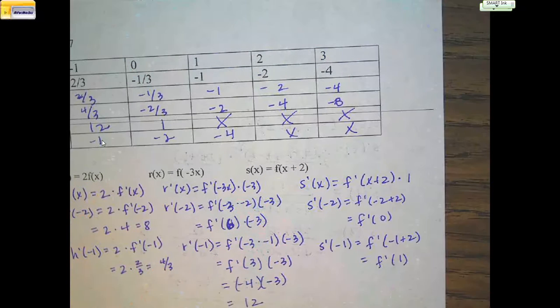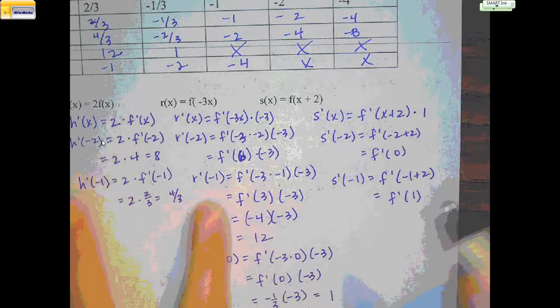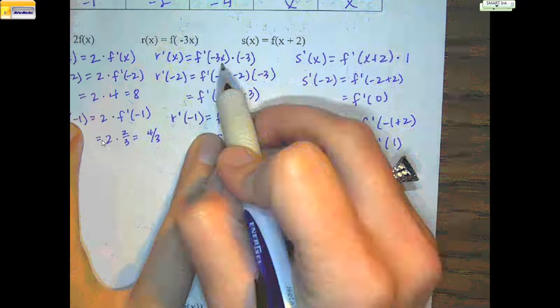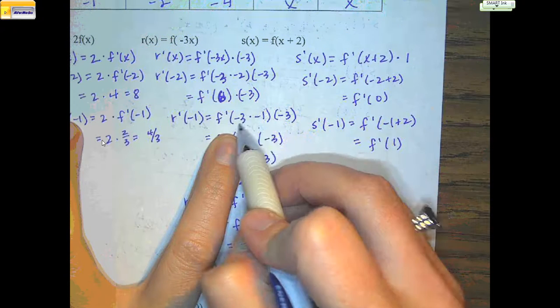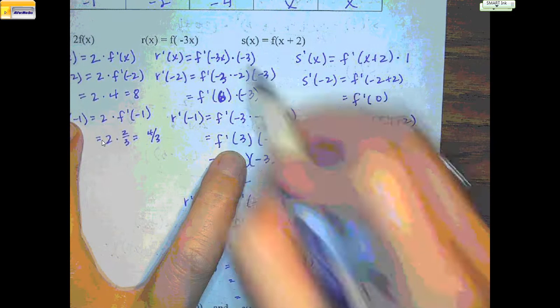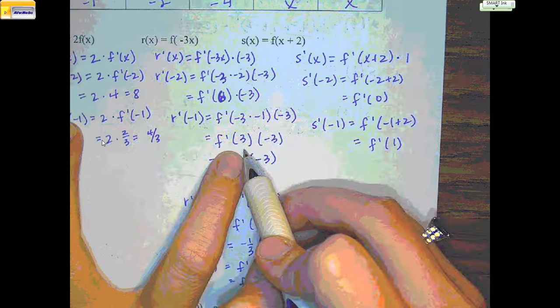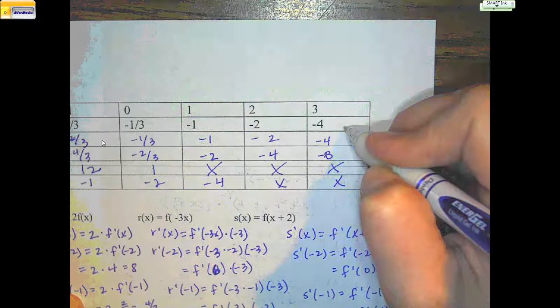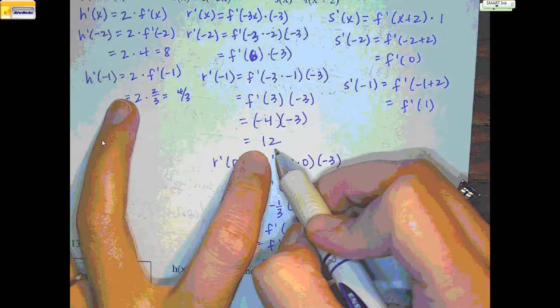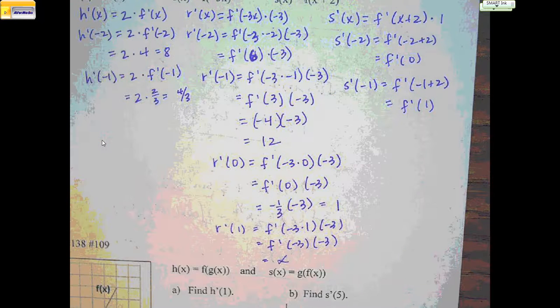Yes, sir? On the R, where it's negative 1, could you do that again? So maybe I did it wrong. I don't know. So the derivative of r at negative 1, everywhere I see an x, I put a negative 1. Negative 3 times negative 1 is 3. Don't forget you have the inside chain, which is negative 3. F at positive 3, the derivative is negative 4 according to the chart. So negative 4 times negative 3 is 12. Okay. You good? Yes. Okay. Anybody else?